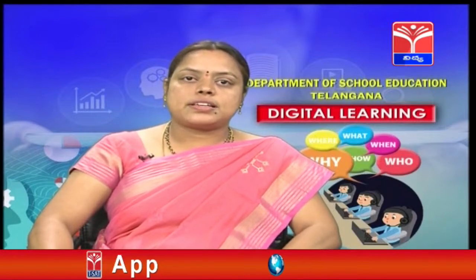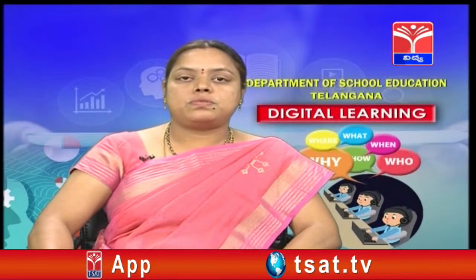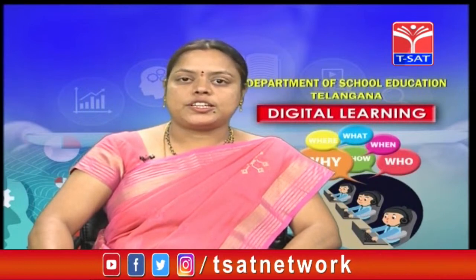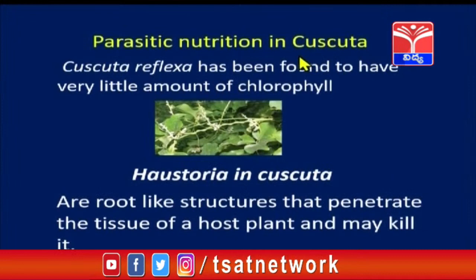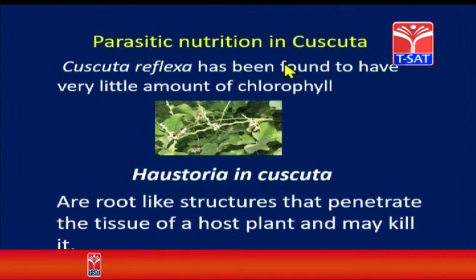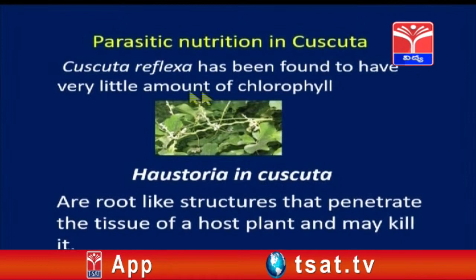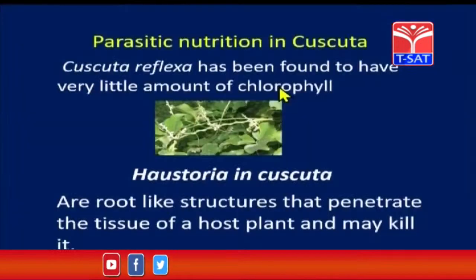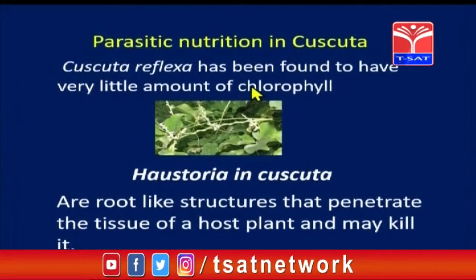Now, if the chlorophyll is absent, how will this plant perform photosynthesis? In general we understand that when there is no chlorophyll, it will not perform photosynthesis. So, children, this plant, that is Cuscuta, cannot prepare its own food. It depends on other plants for the food material. Cuscuta reflexa has been found to have very little chlorophyll, or sometimes it is absent. How will this Cuscuta get the food material?